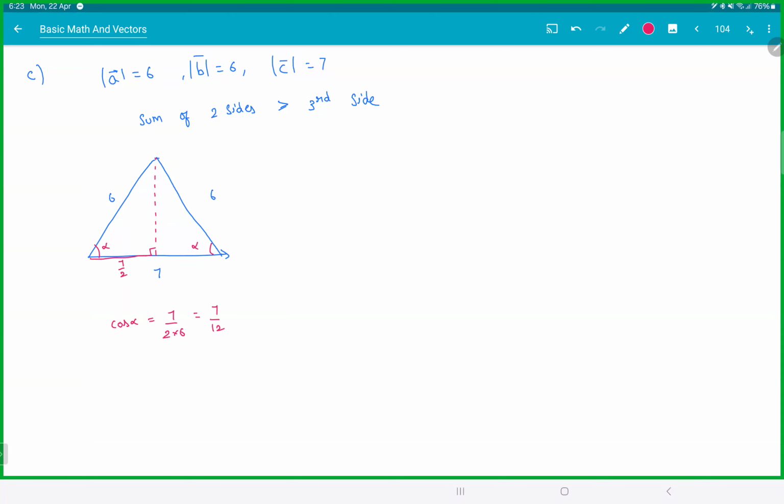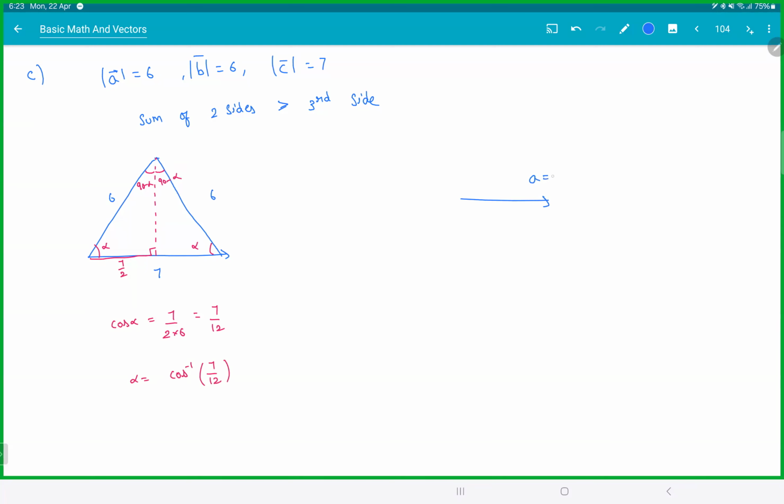That's your cos alpha. And this angle will automatically become 90 minus alpha. This angle is also 90 minus alpha. So if someone asks you what is alpha, you can simply write cos inverse 7 by 12. It's not a standard angle, so this is the way to write it. Now how to get the vectors?